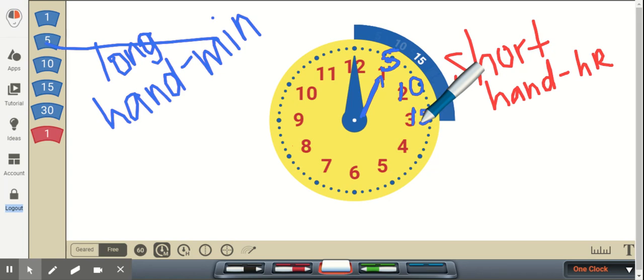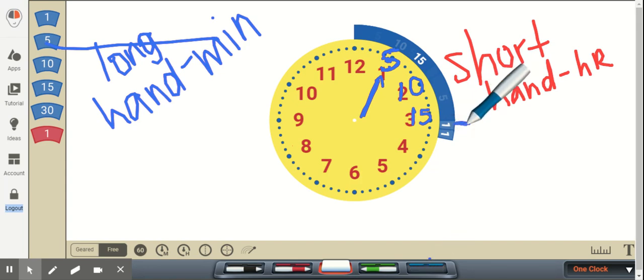Okay? Now let's say that the minute hand was right there at the 15, and then we have another minute, so that would be 16, and another minute would be 17. Why? Because this one right here would be 16, and this one would be 17. So the minute would be 17. All right? That is that for the minutes.